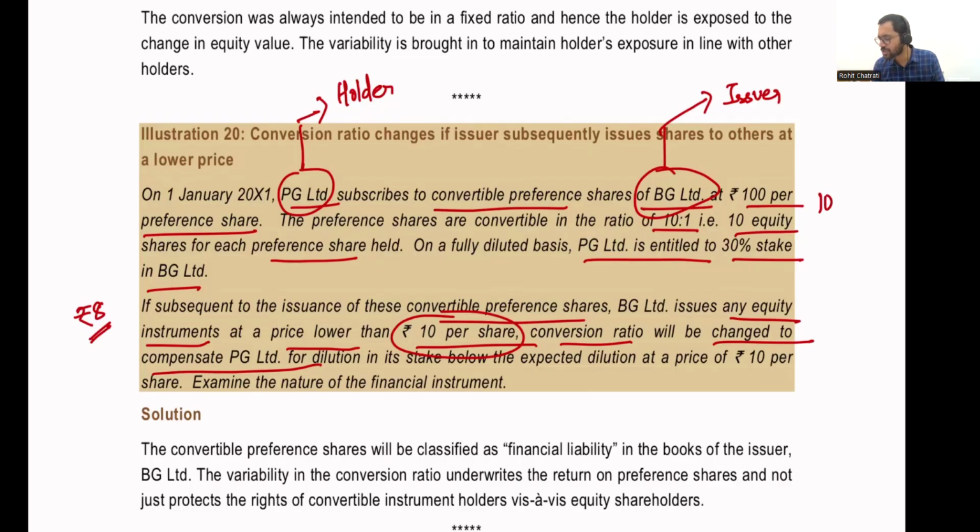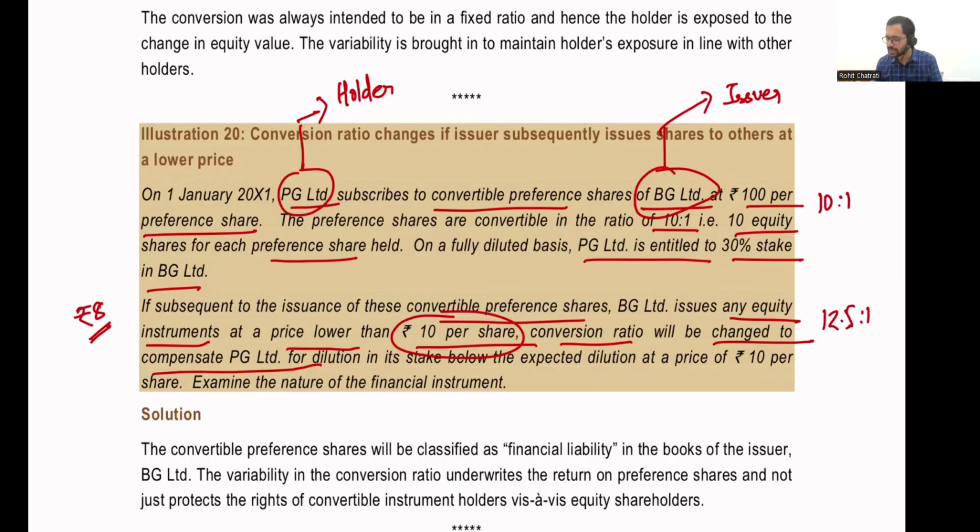The conversion ratio is, let us say right now, 10 is to 1. What we are saying is, instead of being 10 is to 1, let us say it is going to be 12.5 is to 1. I'm going to change the conversion ratio from 10 is to 1 to 12.5 is to 1, which means PG Limited is actually going to receive 12 and a half equity shares for every one equity share.